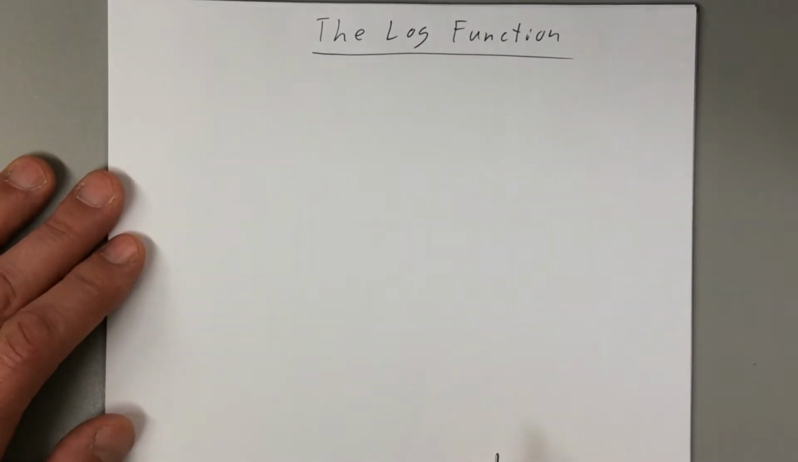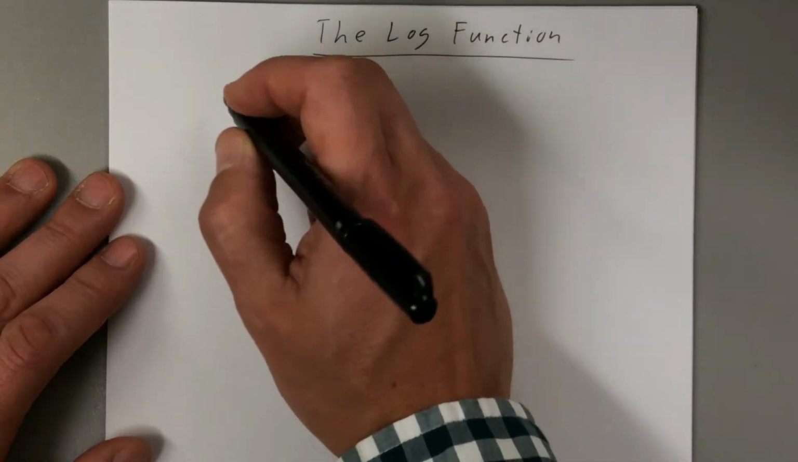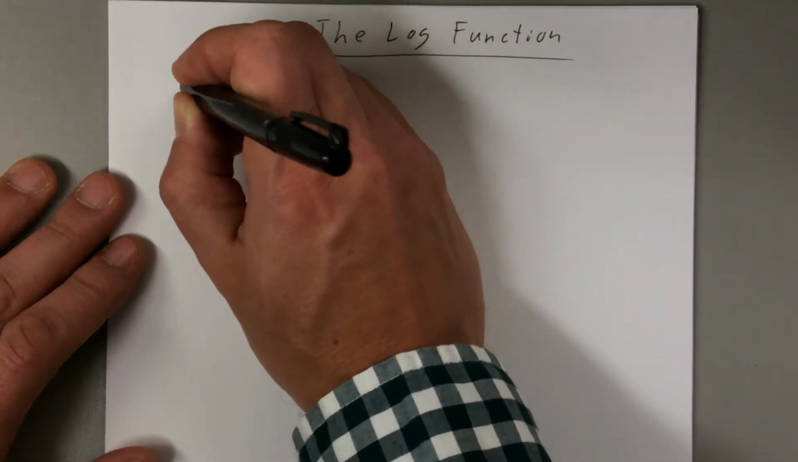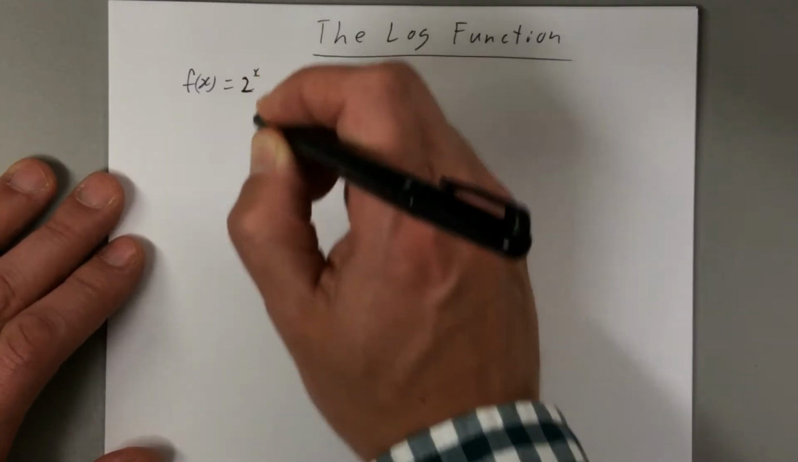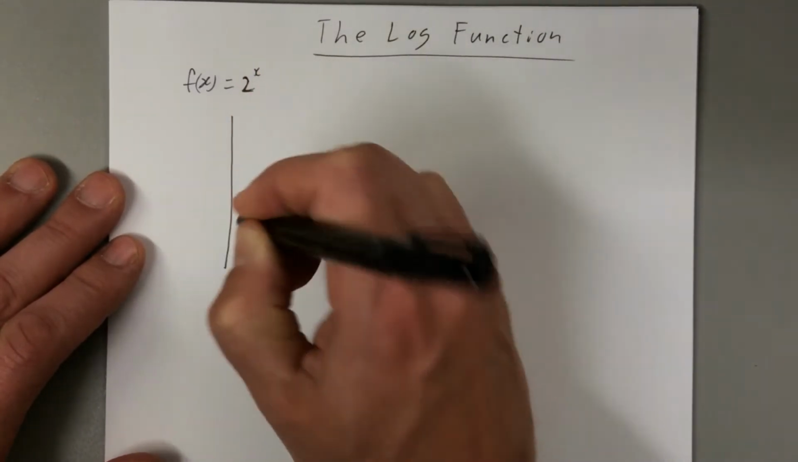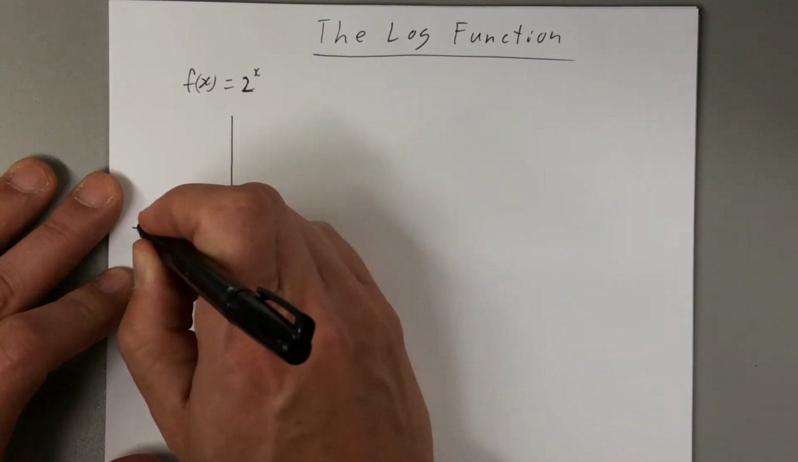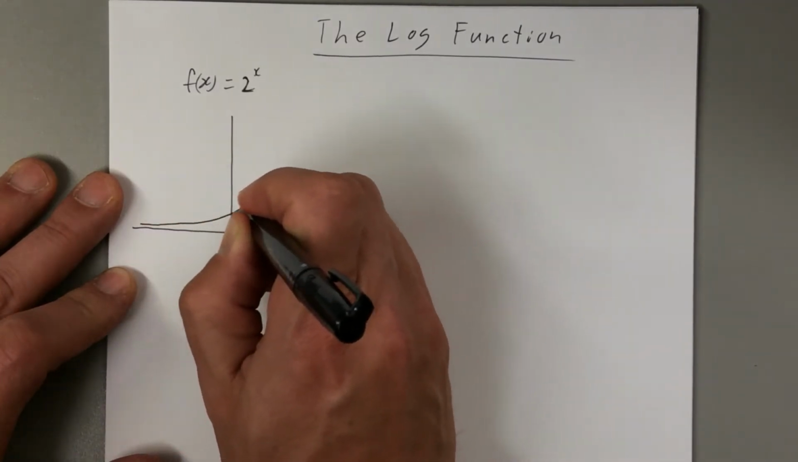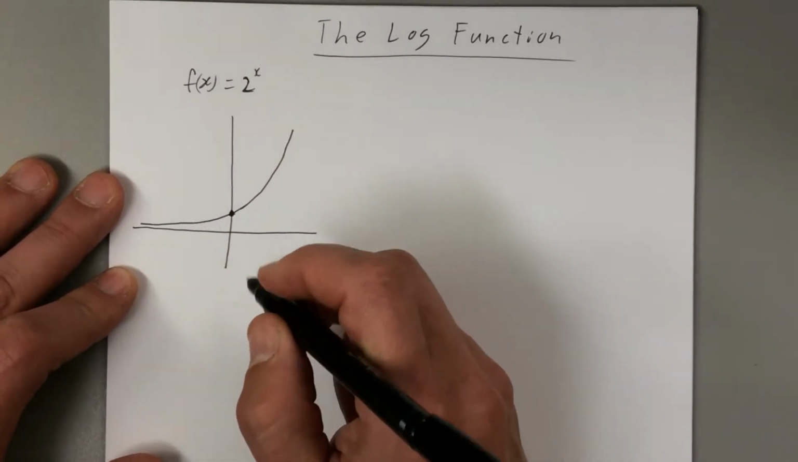Okay, in this video we're going to look at the log function. The log function is defined as the inverse of an exponential function. So, for example, if we have f of x equal to 2 to the x, you know how to graph this. It goes up, and a key point on there is 1.